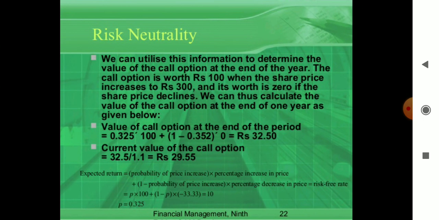Under the risk neutrality model, the value of the call option will be calculated by using a formula. Now what is this formula? The expected return is equal to probability of price increase into percentage increase in price plus 1 minus probability of price increase into percentage decrease in price, which is equal to the risk free rate. So we will understand all these things in the risk neutrality model.